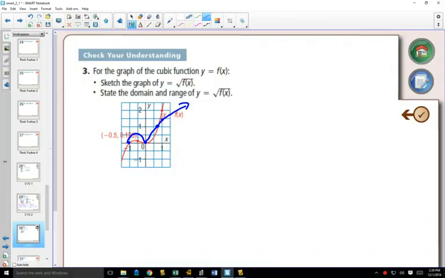Now state the domain and the range. So our domain for this one, the x values have to be bigger than or equal to negative 1, and our range, our y values are bigger than or equal to 0.